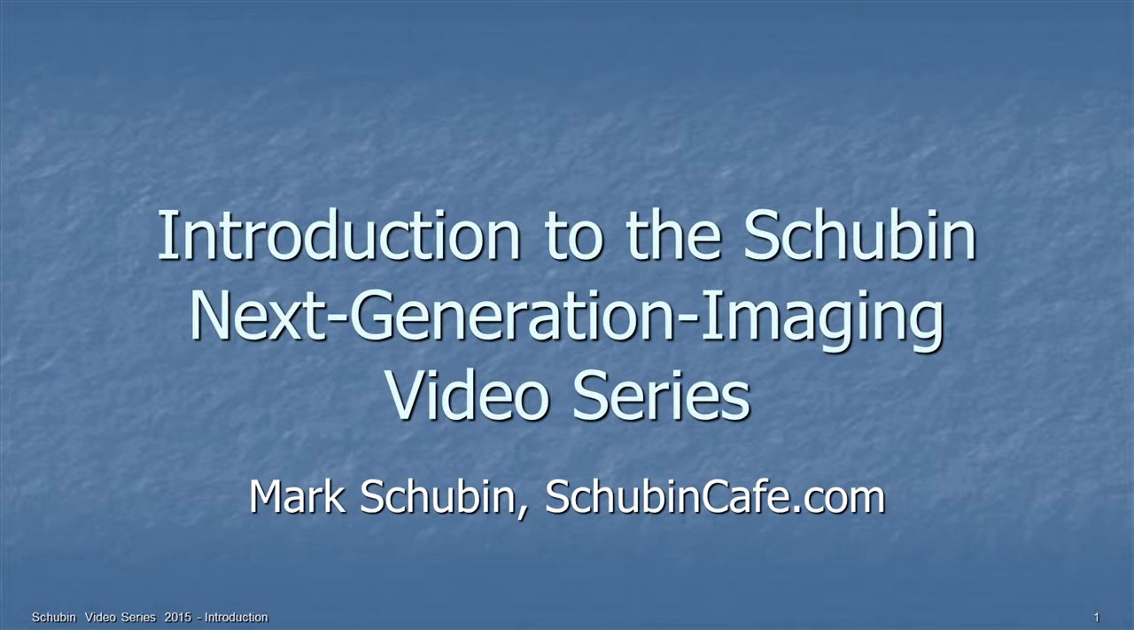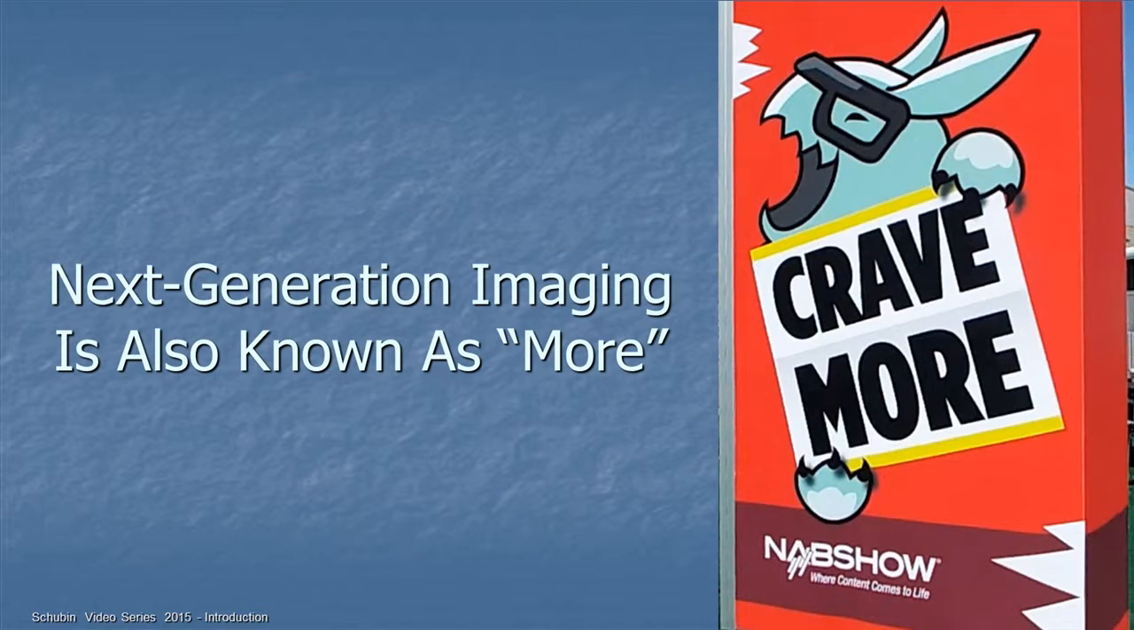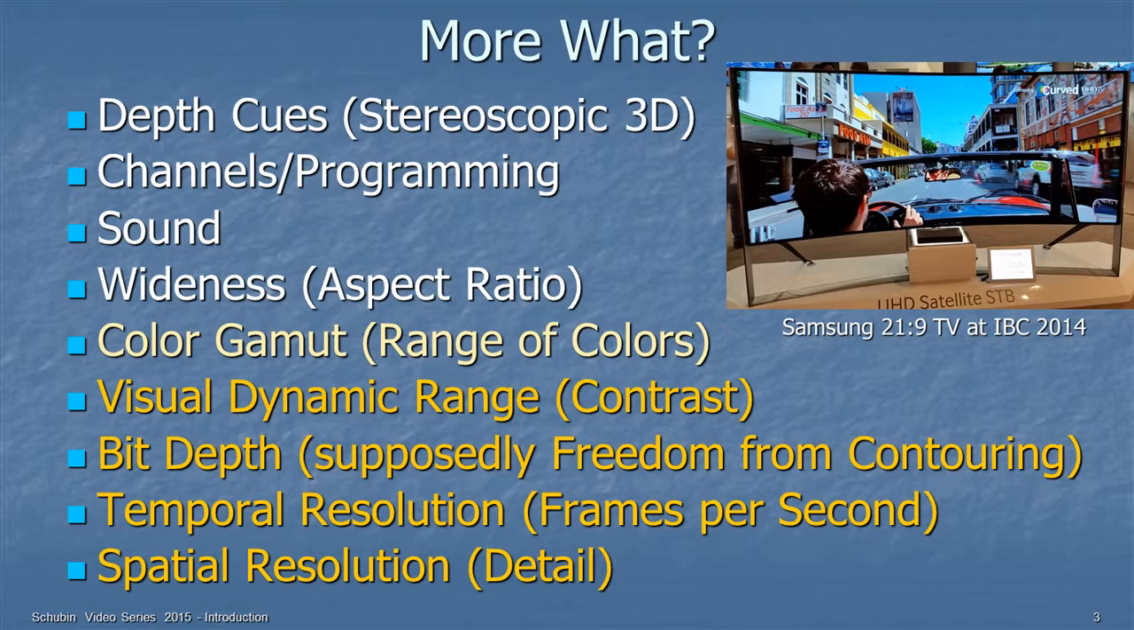Welcome to the introduction to the Schubin Next Generation Imaging video series. Next Generation Imaging is also known as MORE, as this sign from the 2015 NAB show indicates. But more what? Well, the top four things I'm going to discuss in this introduction a little bit: stereoscopic 3D, more channels or programming, more different characteristics of sound, more wideness or aspect ratio.